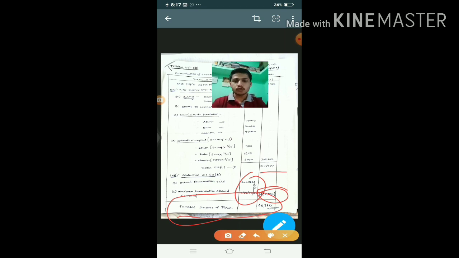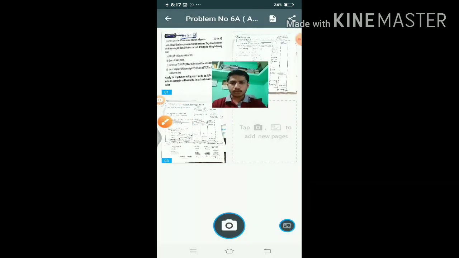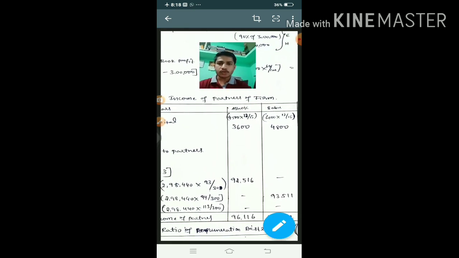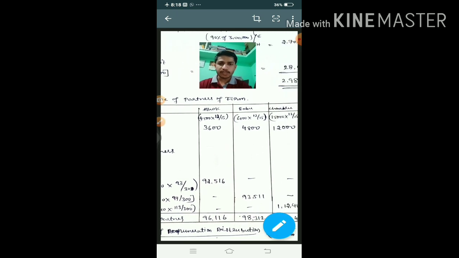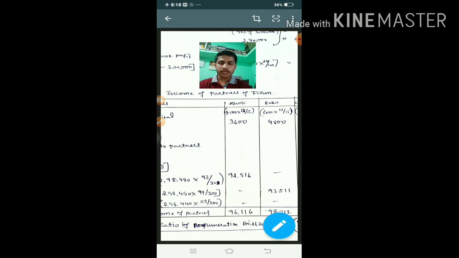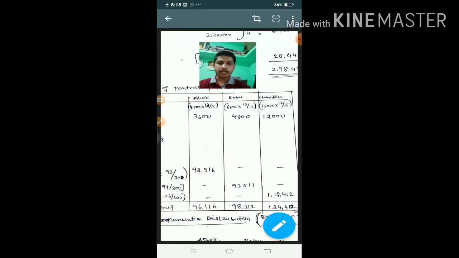So let's see the solution for how to prepare the partners' account. Let's see the computation of income from the partners of the firm. Interest on capital, I already explained, up to 12% is taxable under income from the partners' account in the hands of the partner. So write 4,500 into 12 by 15, 6,000 into 12 by 15, and 15,000 into 12 by 15. You're going to get 3,600, 4,800, and 12,000 rupees.